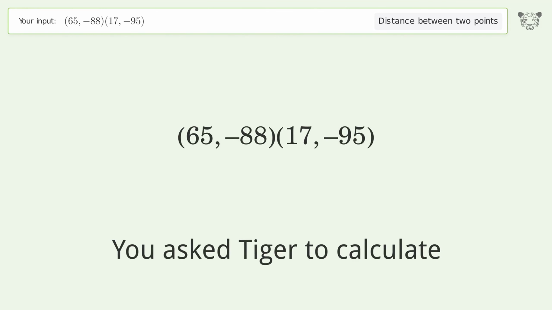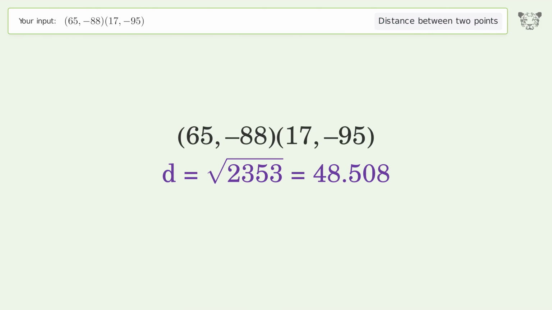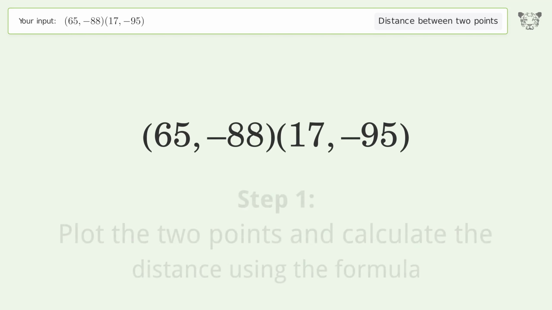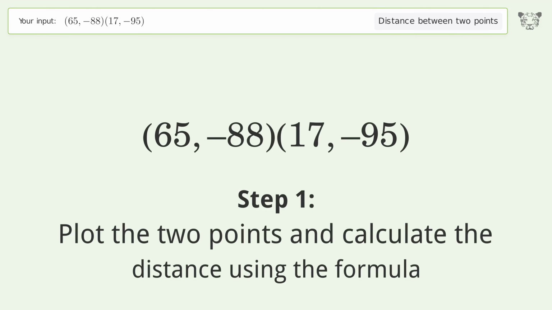You ask Tiger to calculate. This deals with the distance between 2 points. The distance between the 2 points is the square root of 2,353, or 48.508. Let's solve it step by step. Plot the 2 points and calculate the distance using the formula.